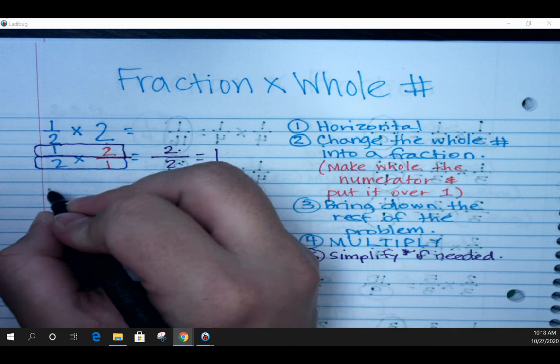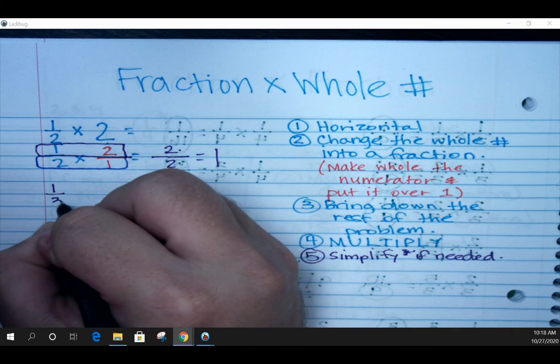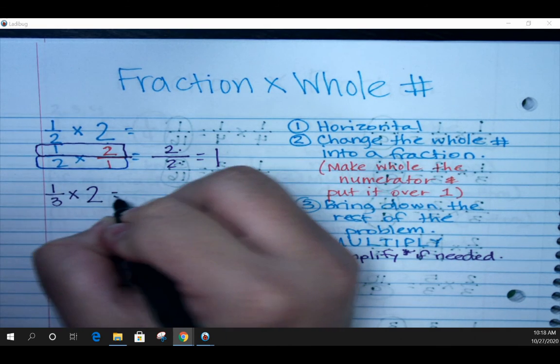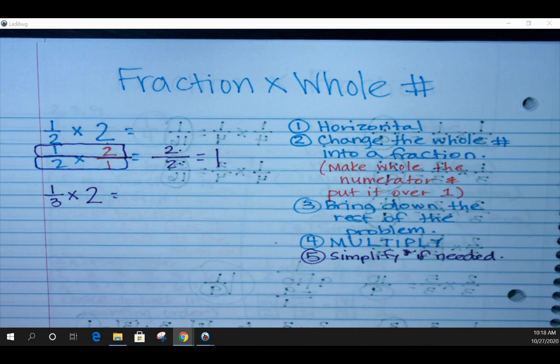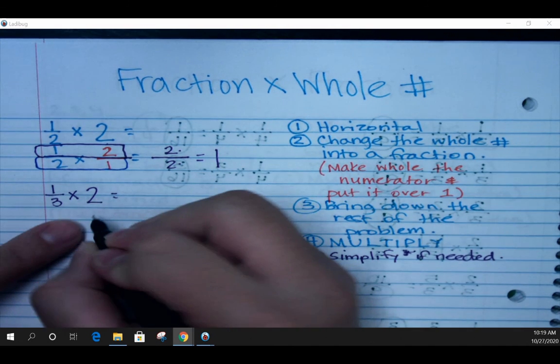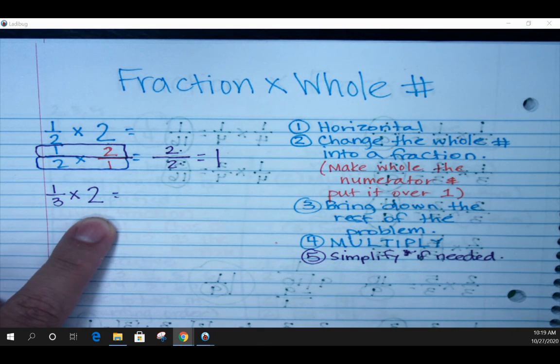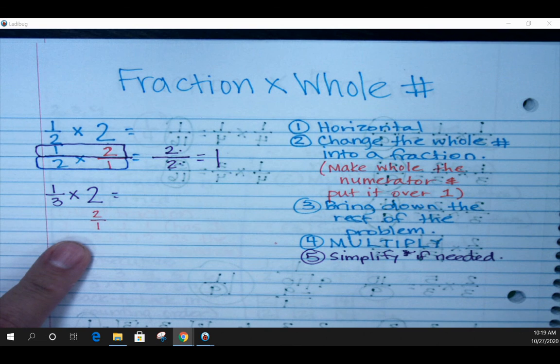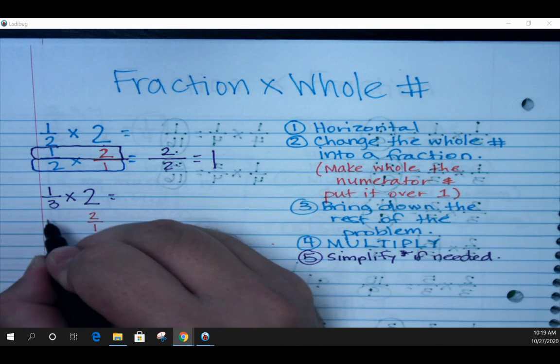There's halves, thirds. Let's do a third. 1/3 of 2. Now this one may end up being just a fraction, and you don't have to simplify it. Let's see. What's the first step? Make sure it's horizontal. Done. What's the second step? Change the whole number into a fraction. What is 2 as a fraction? 2 over 1. Done. What's the third step? Bring down the rest of the problem.